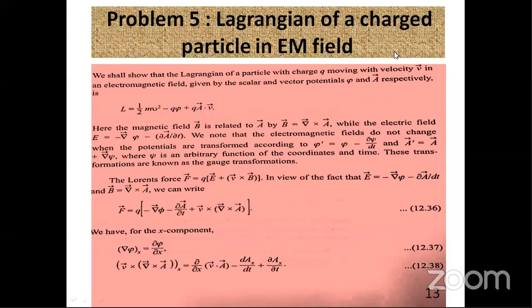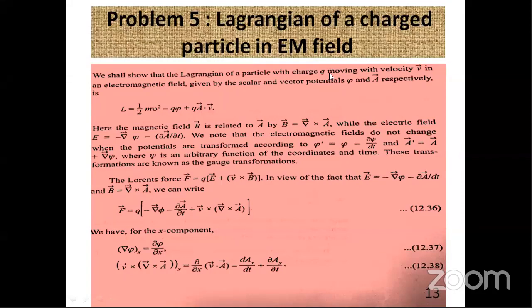We put these two in the expression for the Lorentz force, and then write down the x component of it, which is equations 12.37 and 12.38. In fact, let me share why such odd equation numbers: I have taken all this from my own book. No plagiarism. It may be self-plagiarism, but anyway, it is my book, so I can take the liberty. That is why this kind of equation number appears.